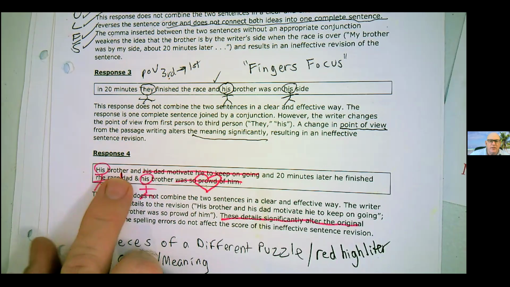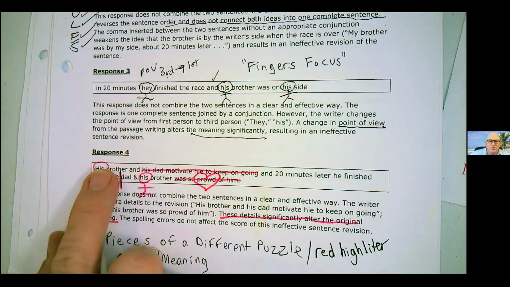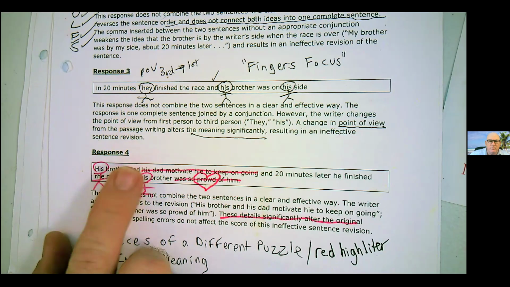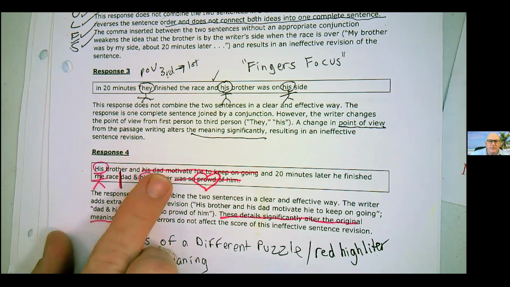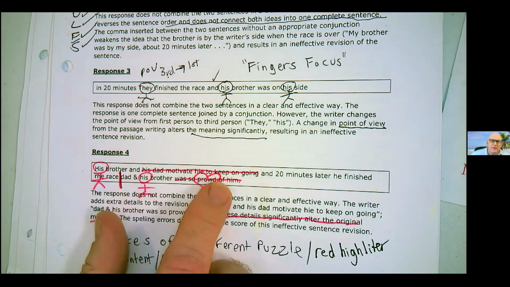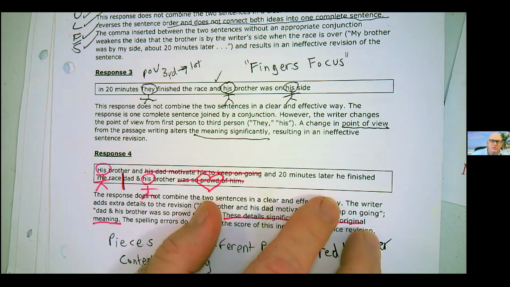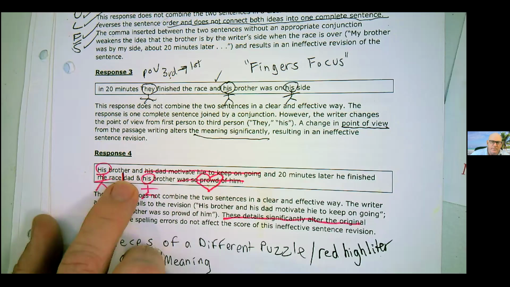Shift his brother and his dad. So a teachable moment of instruction would be to remove the repetition, his brother and dad, my brother and dad, but we need to leave dad out of this scenario. Motivate Hai to keep on going, and 20 minutes later, he finished the race. My brain made me pause.